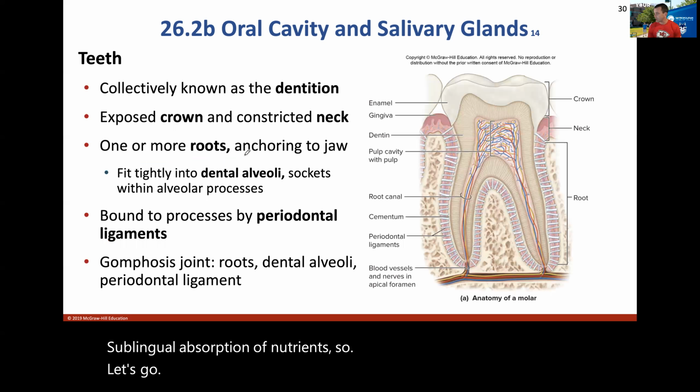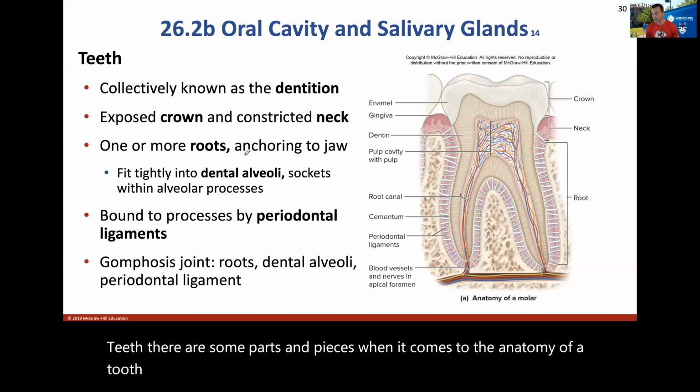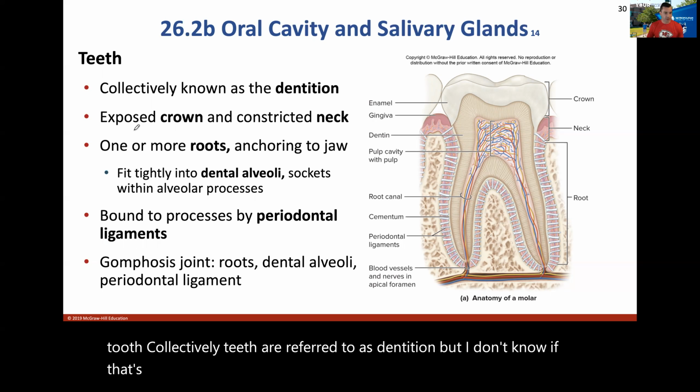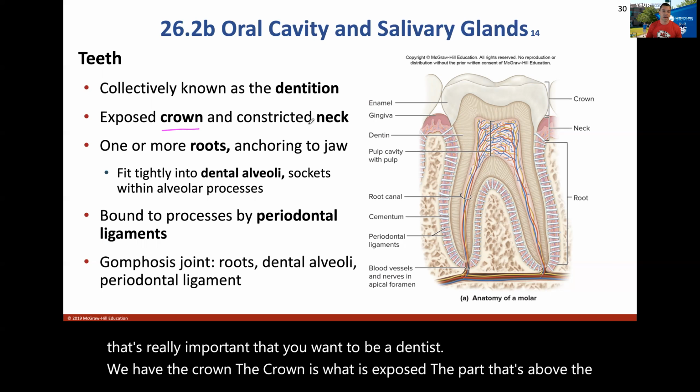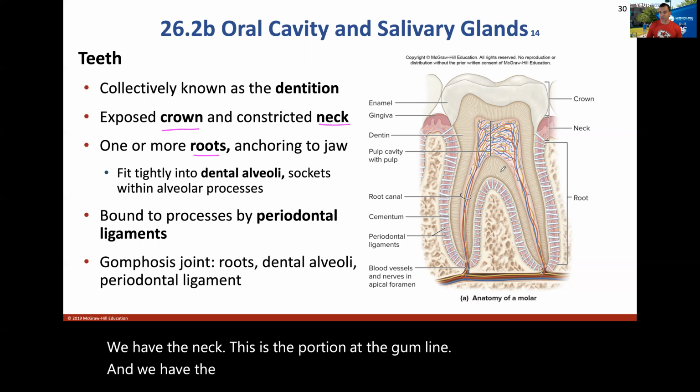So let's go on. Teeth. There are some parts and pieces when it comes to the anatomy of a tooth that you should know. There are 3 regions associated with a tooth. Collectively, teeth are referred to as dentition, but I don't know if that's really important unless you want to be a dentist. We have the crown. The crown is what is exposed, the part that's above the gum line. We have the neck. This is the portion at the gum line. And we have the roots. And the roots are down within the bony anatomy, within that gomphosis joint.